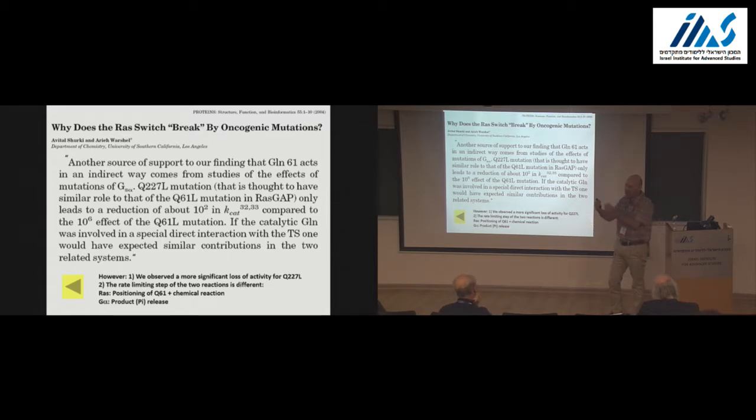So if you mutate a residue, and the effect, let's say, is 10 to the 6, but 10 to the 3-fold is just the difference between the 2 transition states, then you see an effect of 10 to the 3 and not 10 to the 6. I hope that I was clear about it. If not, I will explain at the end.